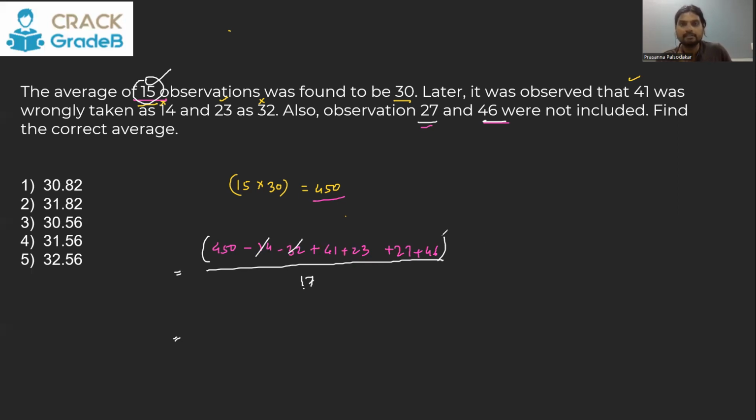32 and 14 gets cancelled with 46. This is 50 and 41, 91. So that gets us 541 upon 17. 17 threes are 51, and 17 ones are 17, so it should be 31.8. So 31.8, option number 2. Easy? Let's see one more.